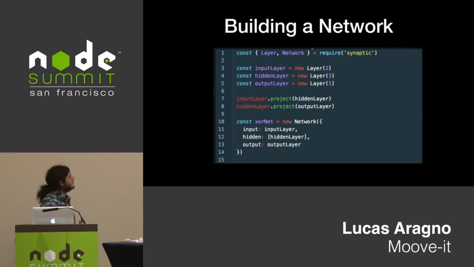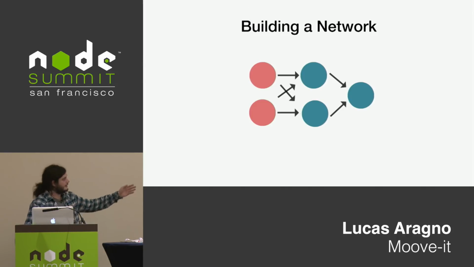So going on Synaptic again, we import the layer object and the network object. We create our 3 layers. Ignore that 3 right there, that should be a 2. Then we project 1 layer to the other one, the input layer to the hidden layer, the hidden layer to the output layer, and then we create the network using the network constructor. So we have a network. It looks something like this: 2 neurons on the input, 1 on the output, and our hidden layer.